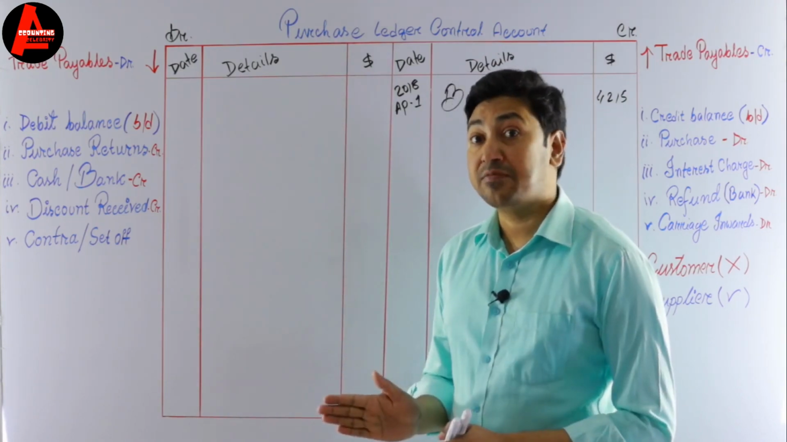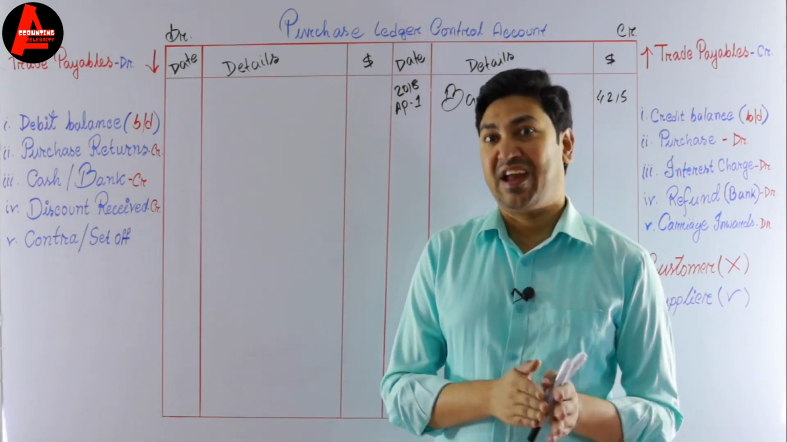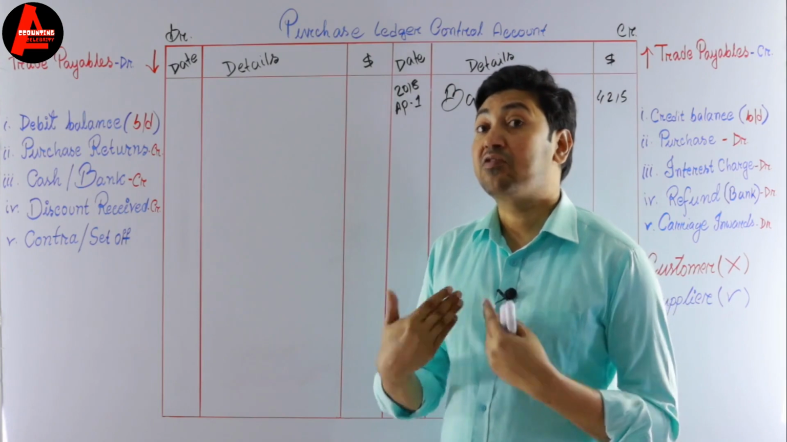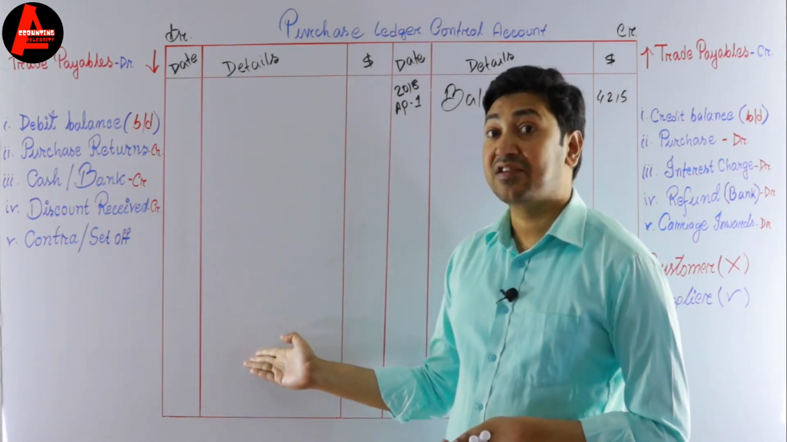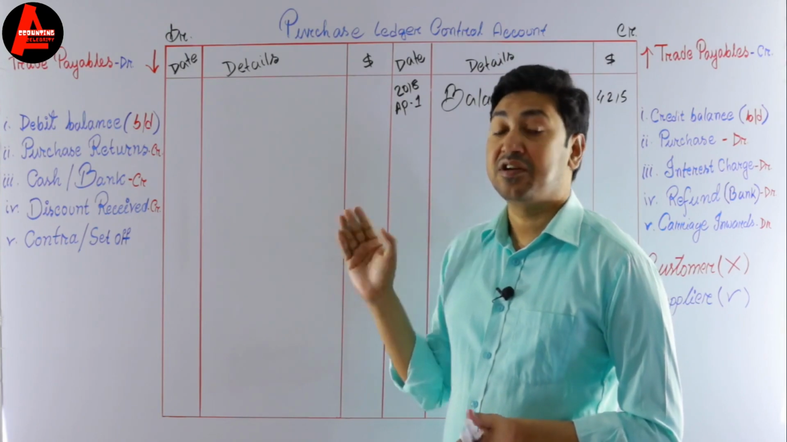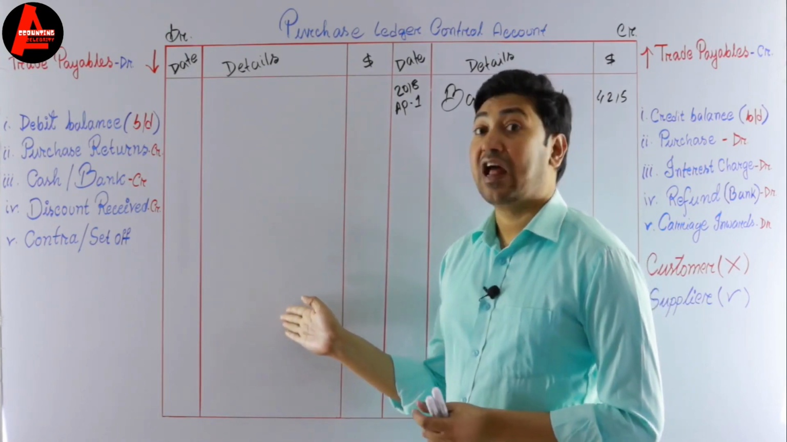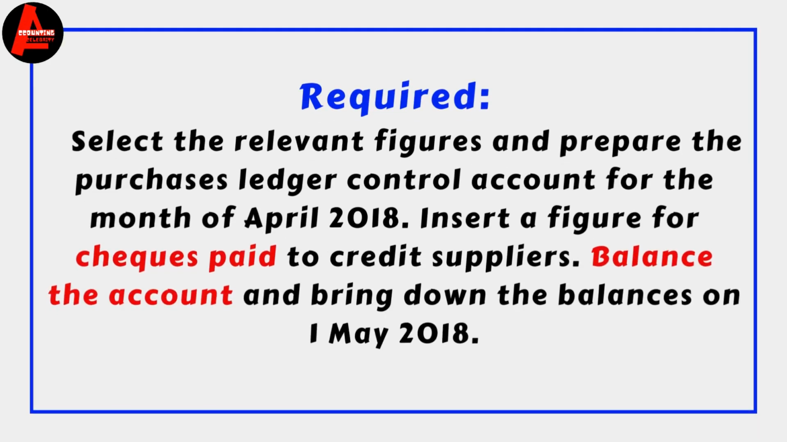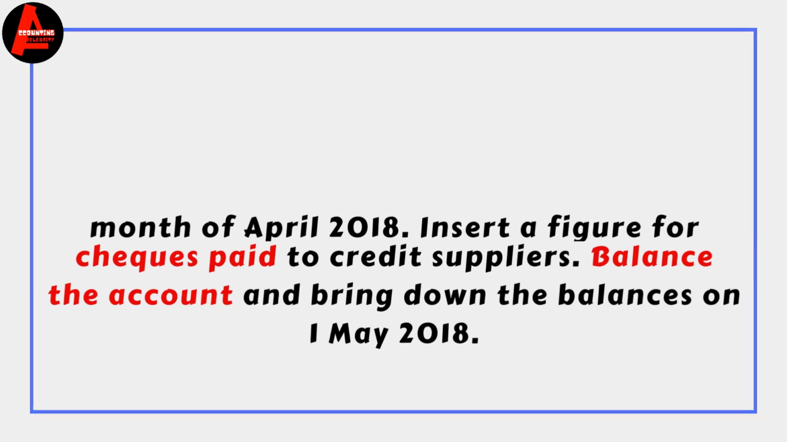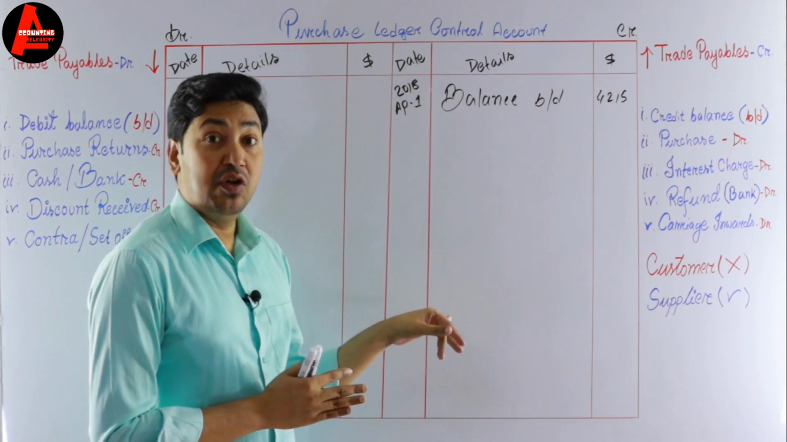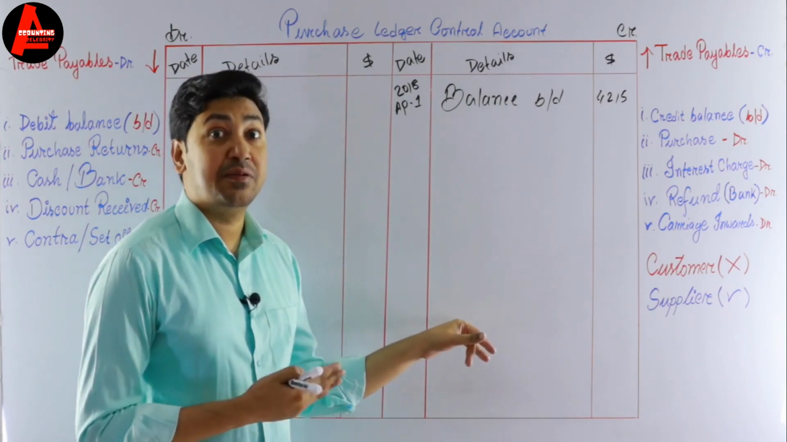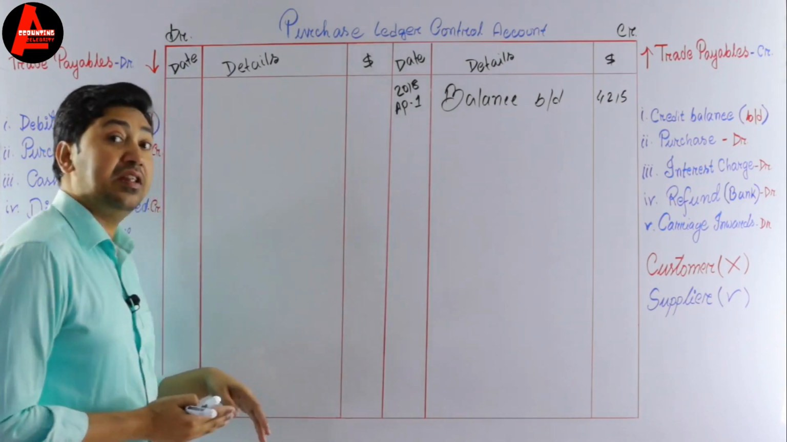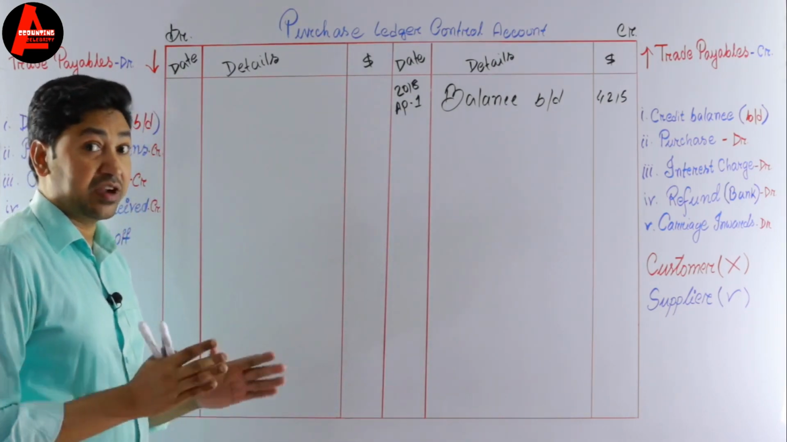Okay, at different times you will get different types of questions. Sometimes you have to calculate the purchases, sometimes the closing balance, sometimes purchase returns. But here in this question, we have to calculate how much we paid by bank. Okay, very good. Then what is written here in the question? Balance the account and bring down the balance on 1st May 2018. That means after entering all the transactions, we have to insert a closing balance, which is balance c/d, meaning balance carried down. Then we have to write here the balance b/d, meaning the closing balance. Okay, so we'll do it.